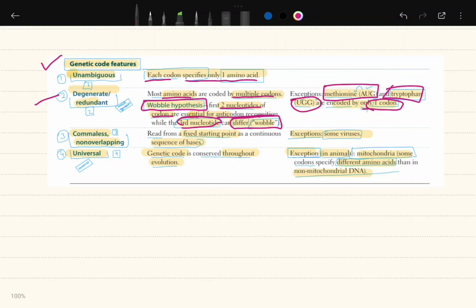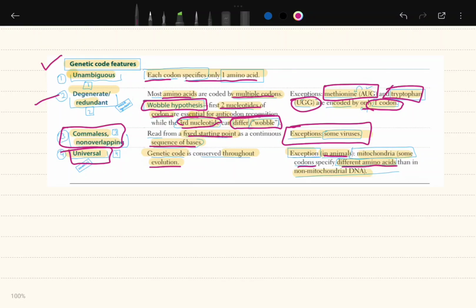Commaless, non-overlapping: read from a fixed starting point as a continuous sequence of bases. Exception: some viruses. Universal: the genetic code is conserved throughout evolution. Exception: in animal mitochondria, some codons specify different amino acids than in non-mitochondrial DNA.